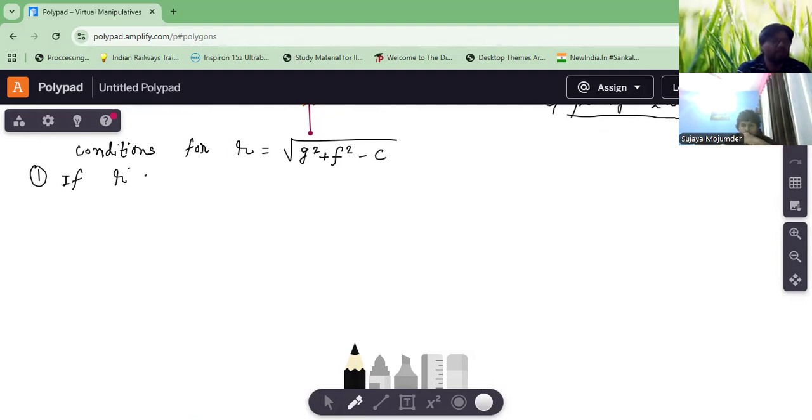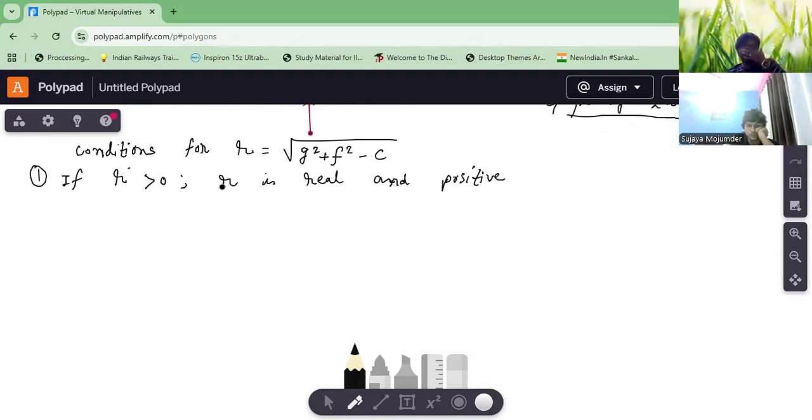R is greater than 0, then it is what kind of circle? This is a real circle. And R is real and positive. Okay. R is real and positive.